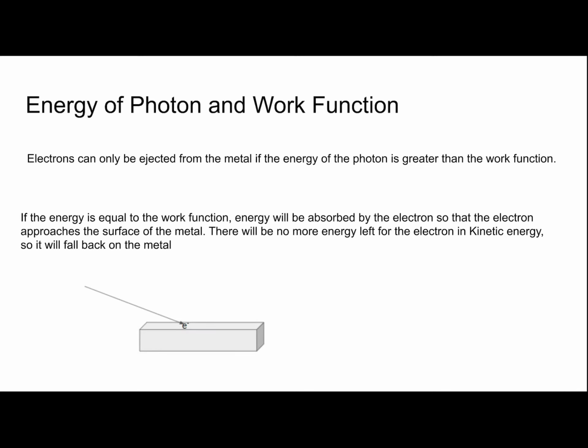So if we have light incident on the electron, it's going to be brought to the surface. However, there is no kinetic energy left for the electron to move away, hence it falls back down to the surface of the metal.